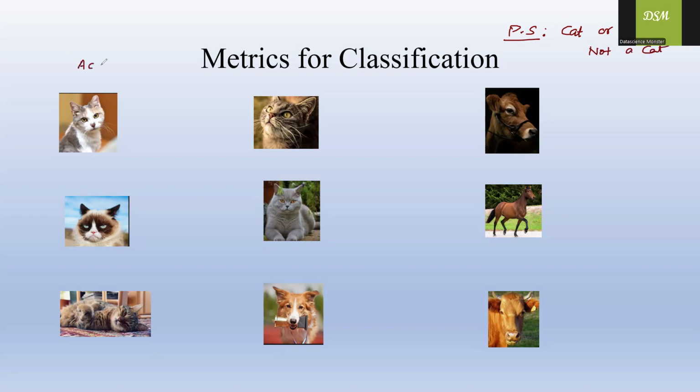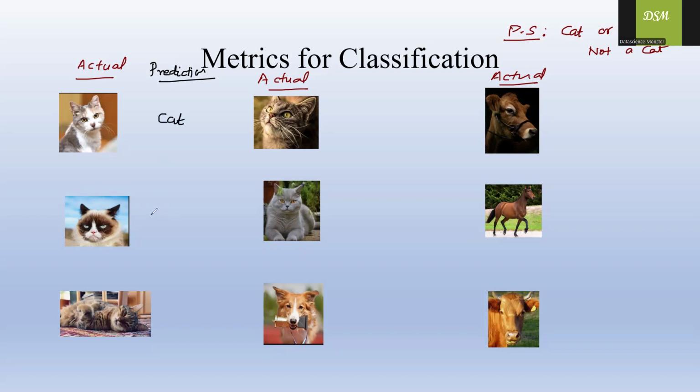So these are the actual images. These 9 are the actual images. I'll go slowly so that you can understand it better. So now my model is coming up with a prediction. Assume that my model is predicting this as a cat.